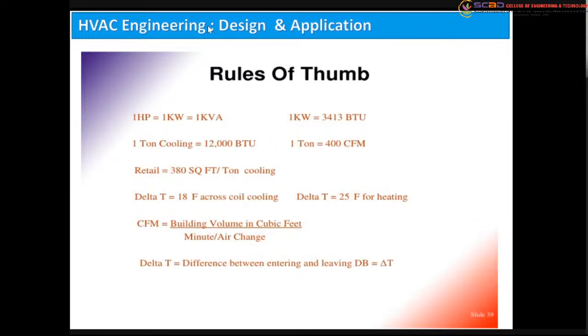1 HP is 1 kW is a basic thing. 1 ton of cooling is 12,000 BTU. Okay, here comes any machine. When you have an air conditioning machine, you can see in the very first slides, split units, decorative units.